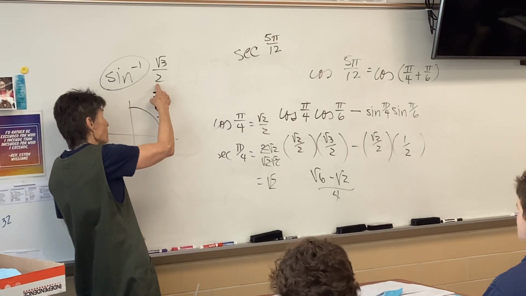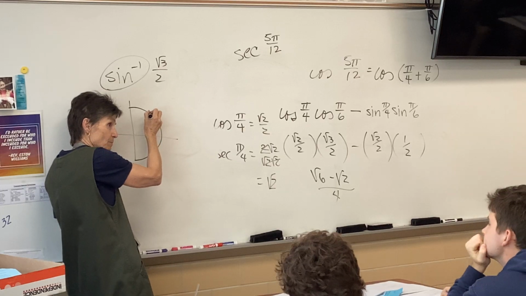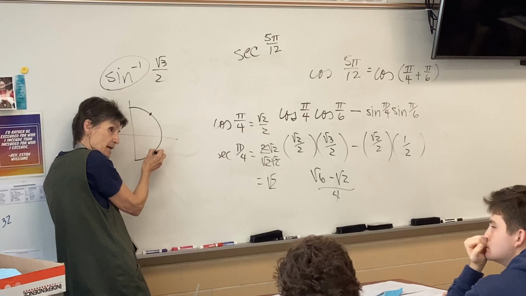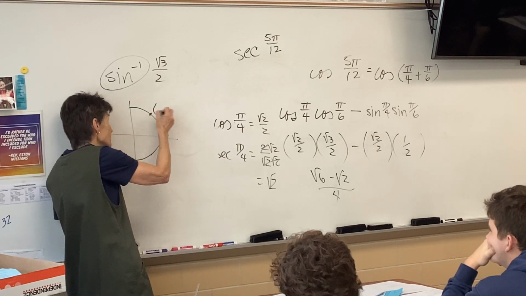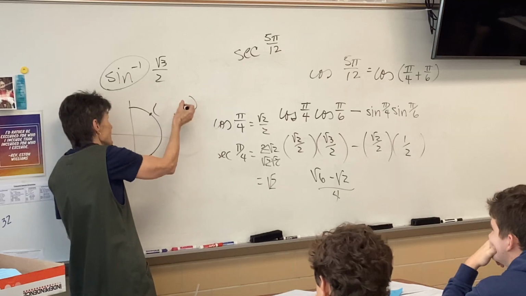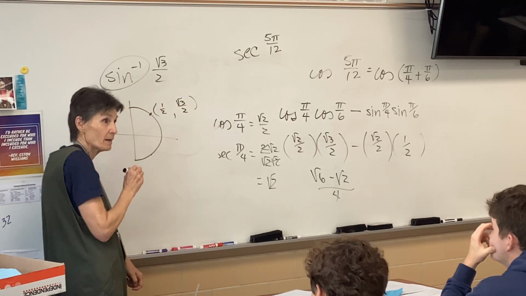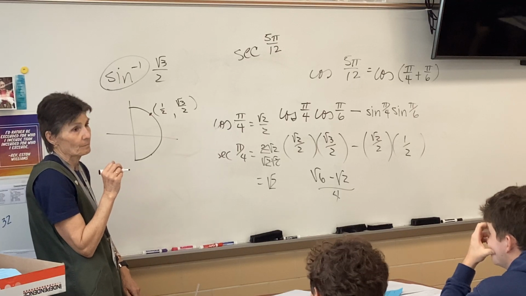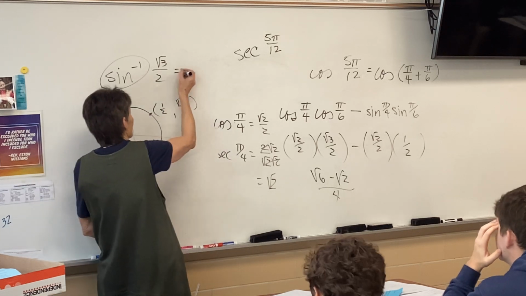Since that's a positive number, I must be looking up here, because down here, the sign is negative. So my angle's up here. The sine is root 3 over 2, so it must be that ordered pair. And that ordered pair is what angle? Pi over 3. So the answer is pi over 3.